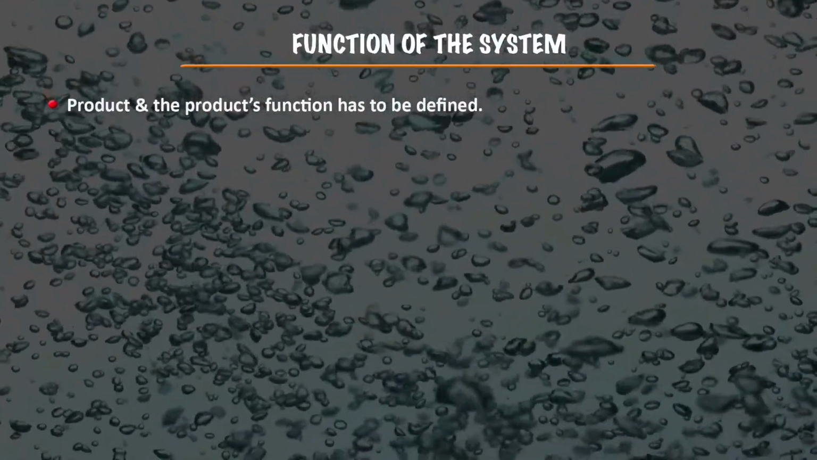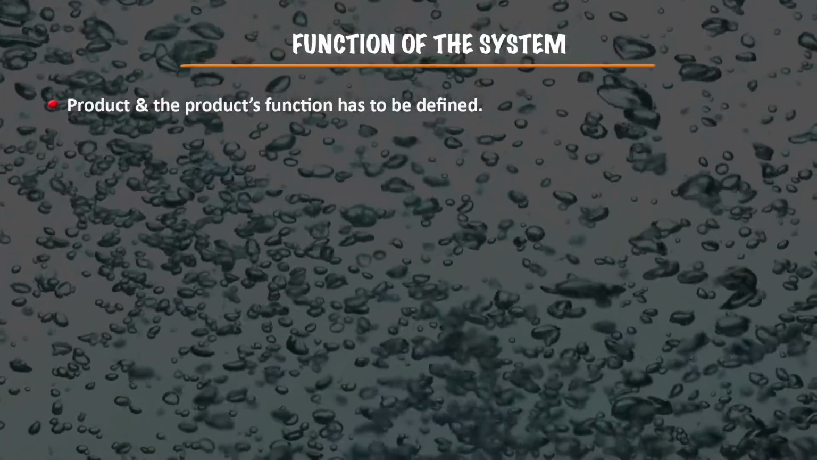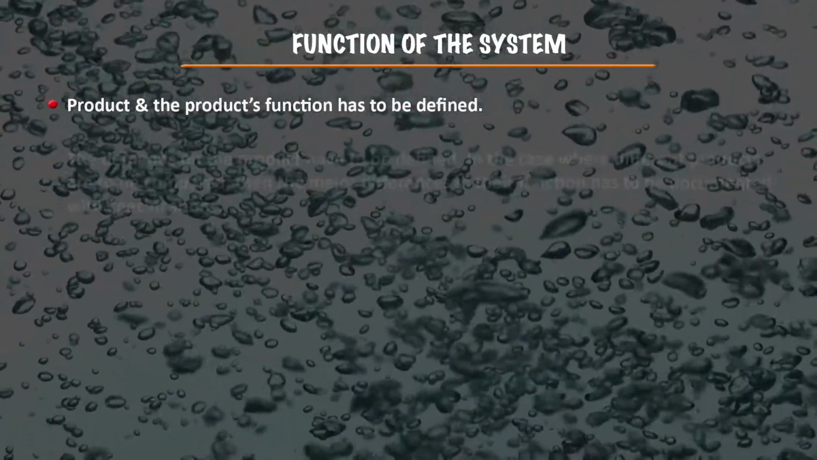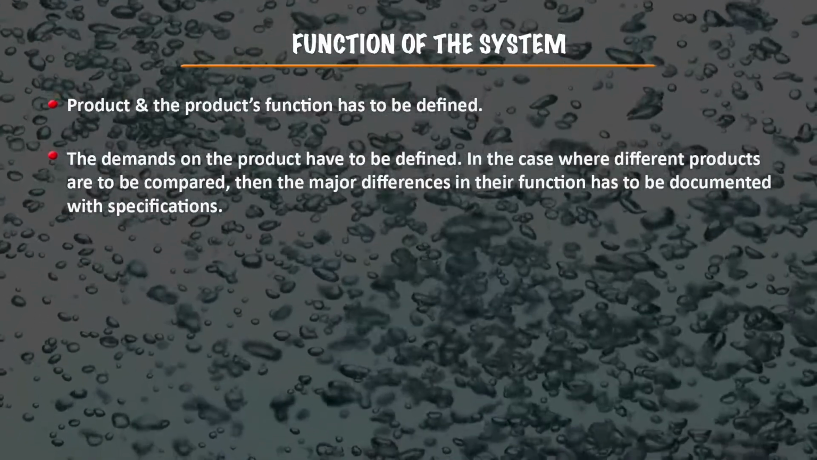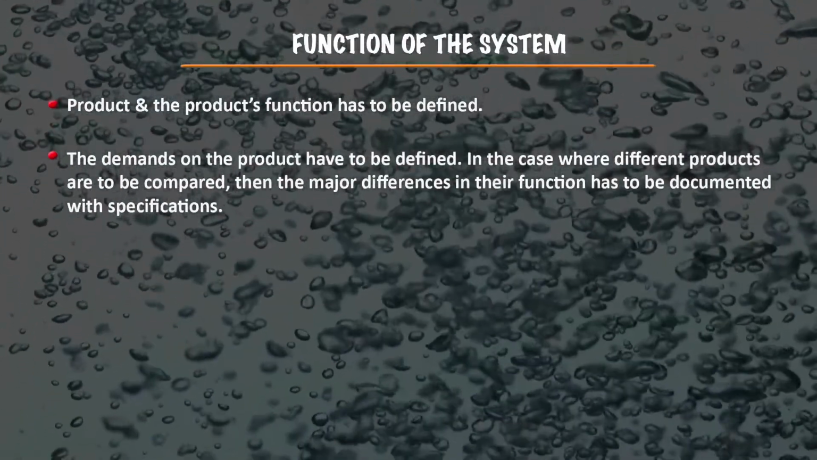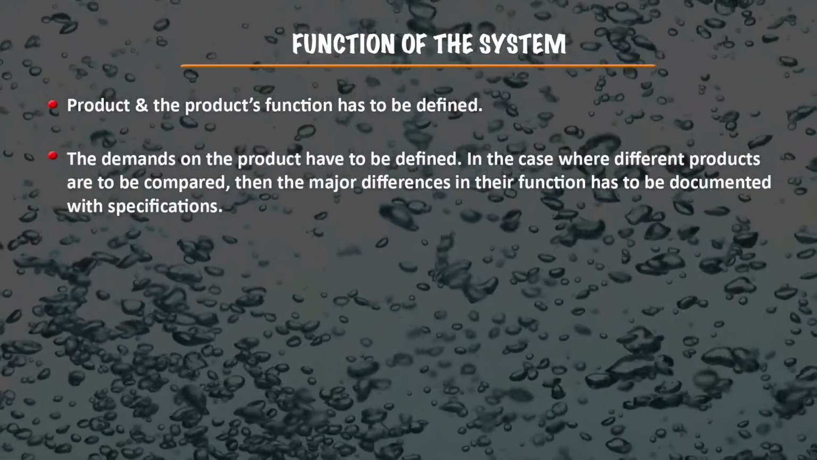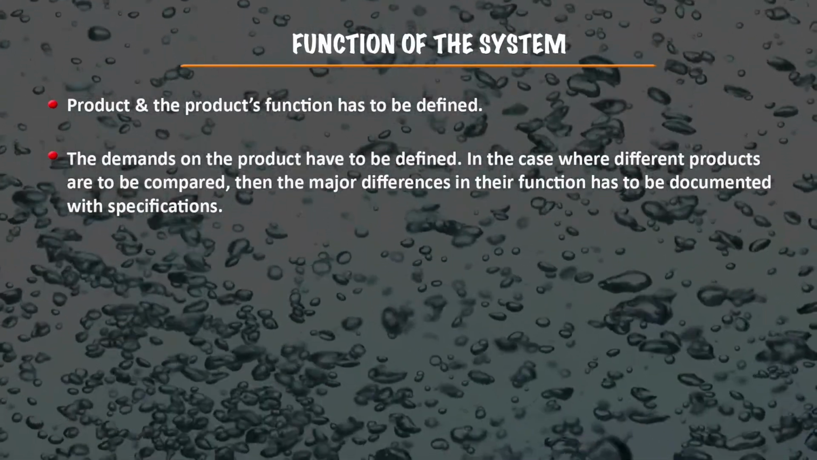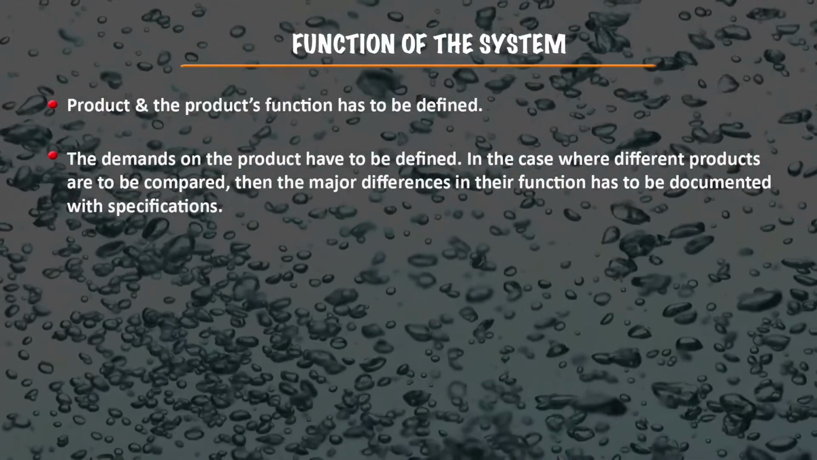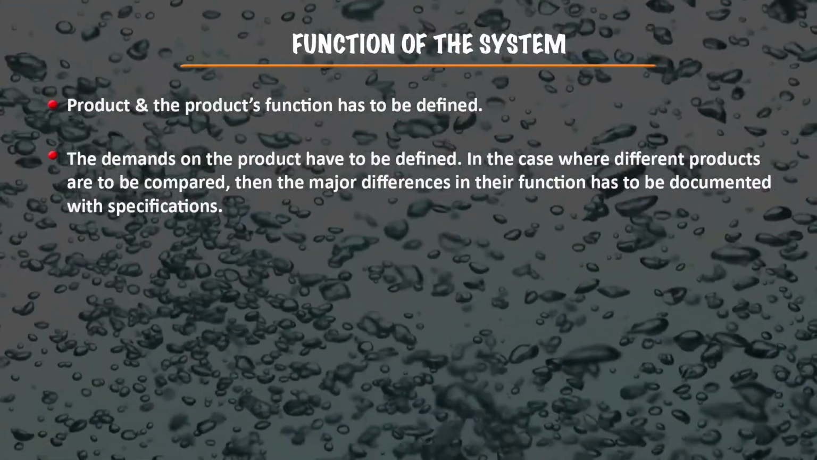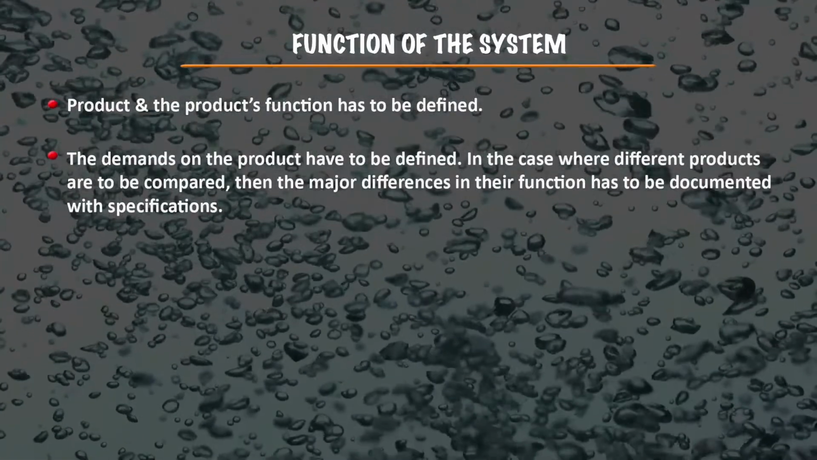So the function of a product system has to be defined properly. The demands on the product have to be defined in a better way. In the case where different products are to be compared, the major differences in their function have to be documented with proper specifications. Which one is better, or what are the gaps of a particular product.